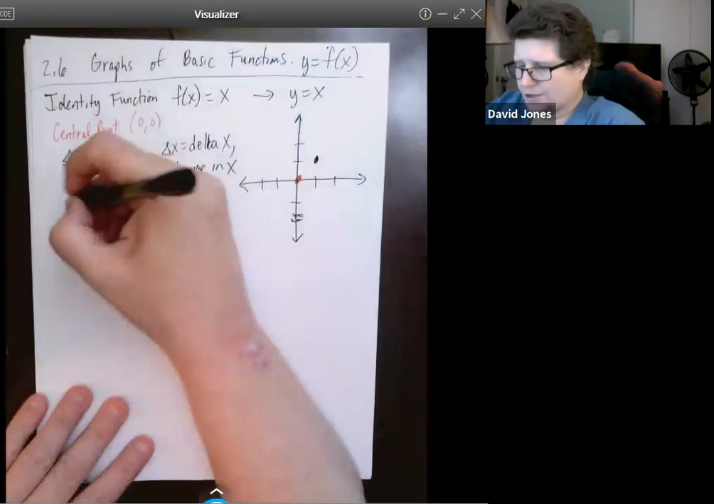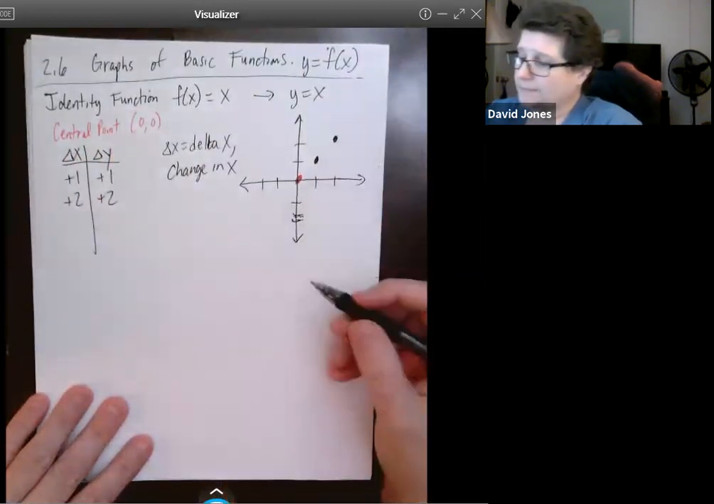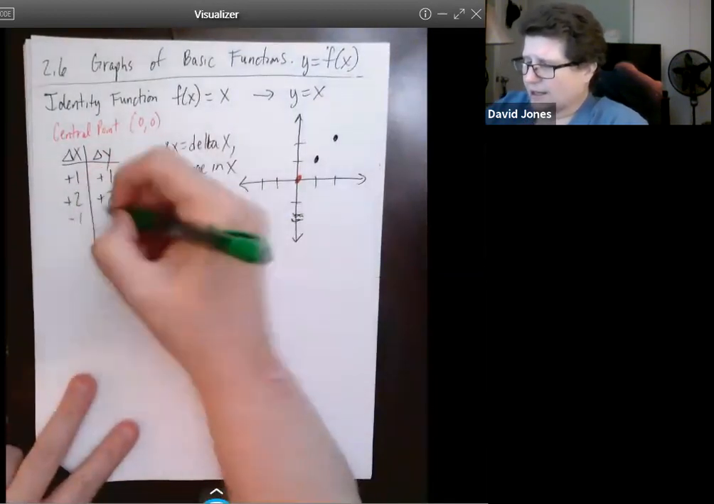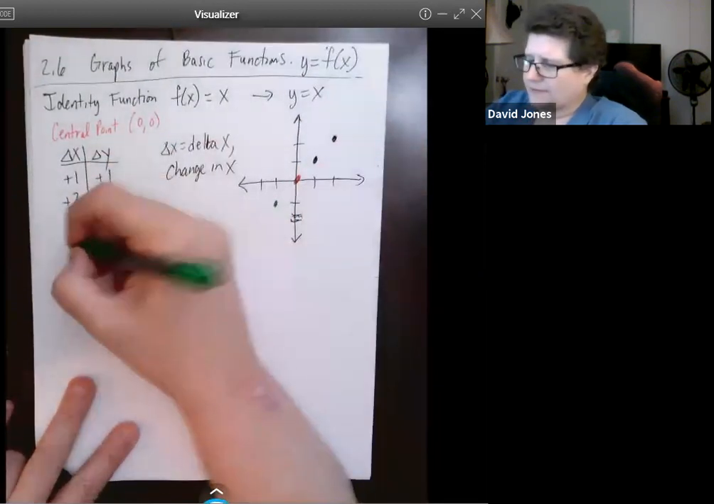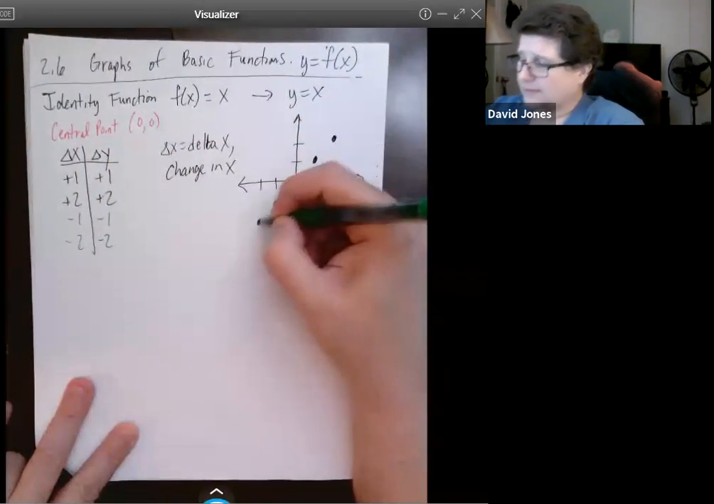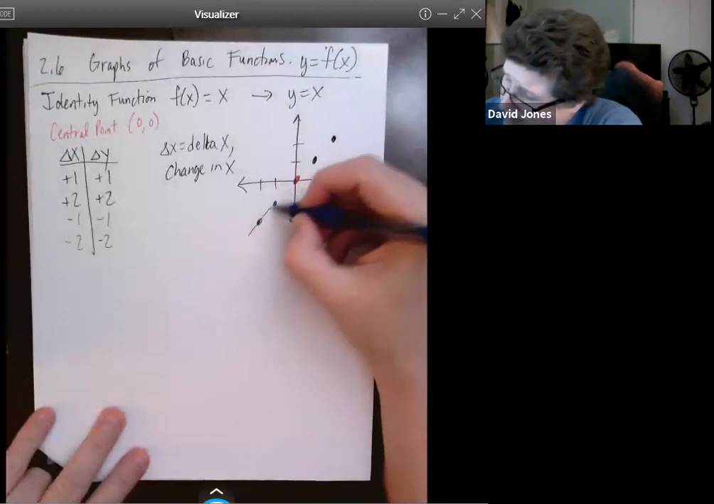I go right 2, I got to go up 2. Still got a slope of 1. If I go left 1, I got to go down 1. If I go left 2, I got to go down 2. All right? That's my line.